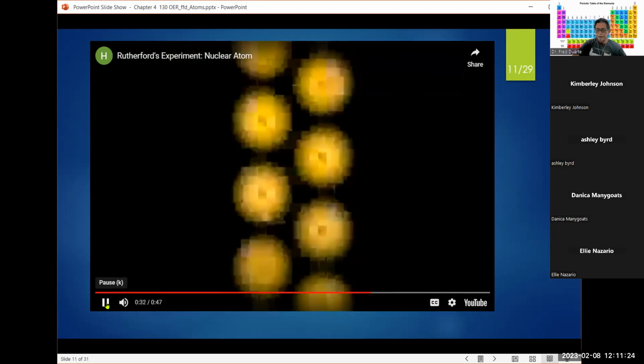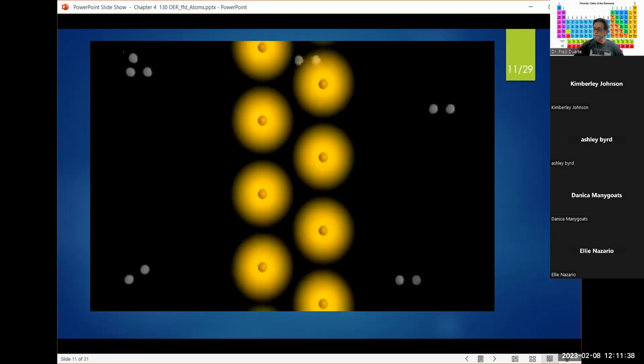This atomic level view shows what is happening. Most of the atom is occupied by the low mass electrons. The nucleus is small and massive. When an alpha particle encounters a nucleus, it is scattered at a large angle.